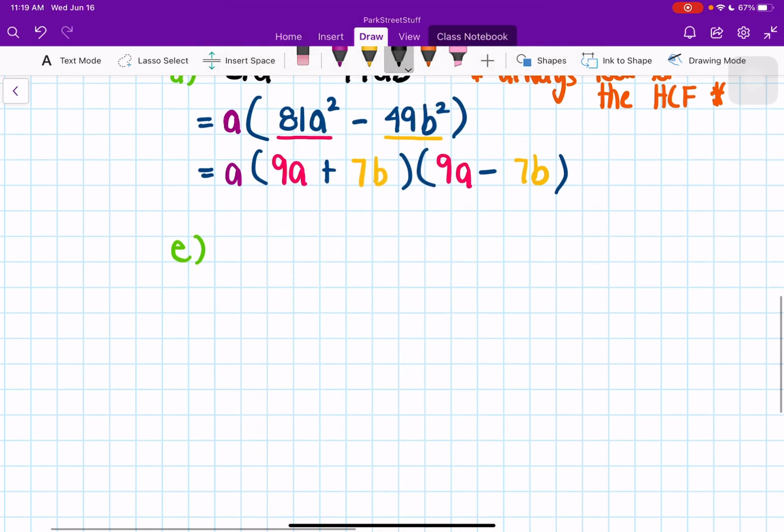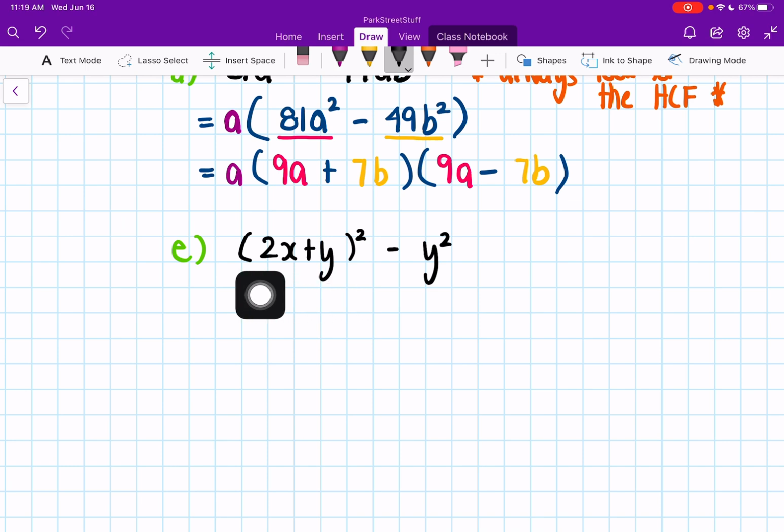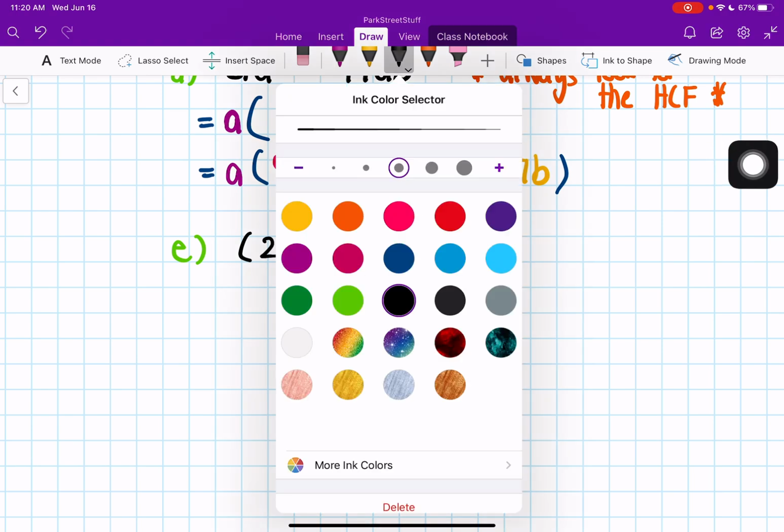Now we're going to look at something a little bit different. It's still a difference of squares, except instead of having a single term squared, we have a bracket that is being squared. But the approach is still the same. I still have something squared, now just my something happens to be a bracket. So I have something squared minus something squared. So this is a difference of squares.